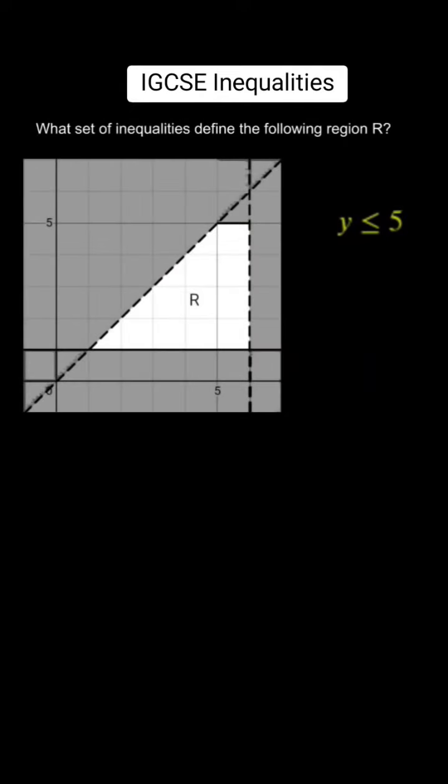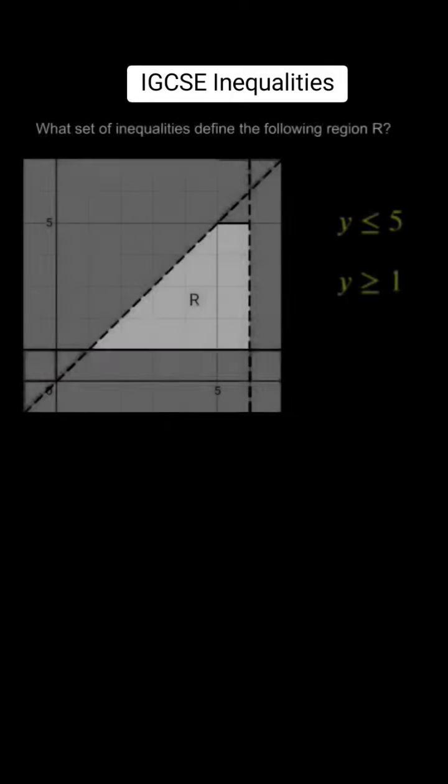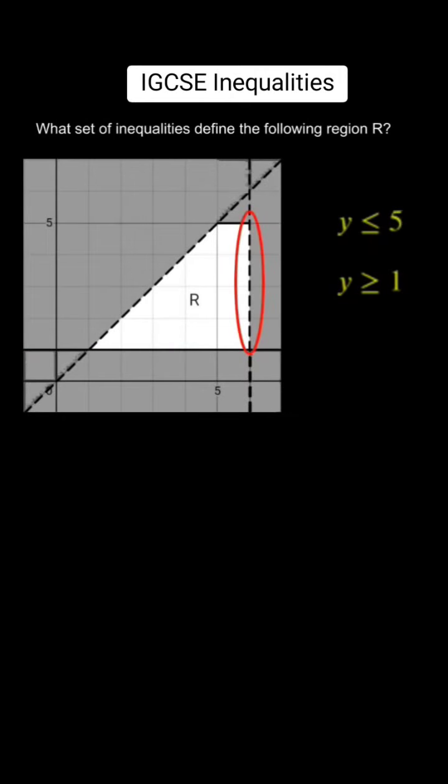Next, we move to the line at the bottom here. This one lies on the line y equals 1, and it is a solid line as well, and we are interested in the region above this line, so we define the inequality as y greater than or equal to 1.